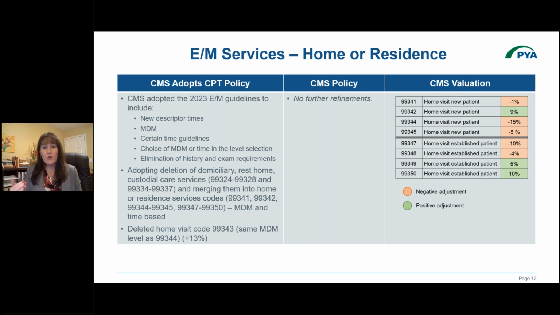So again, when you're looking at these valuations on the right and you see a negative 15% adjustment, keep in mind that that 99343 will probably be billed as a 99344 now. So you'll have an increase in revenue on services that used to be a level 3 and a decrease in revenue on the 4s. So you'll probably have a little bit of a net effect there.